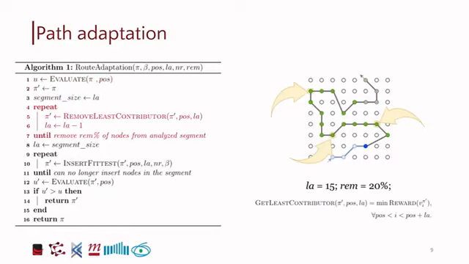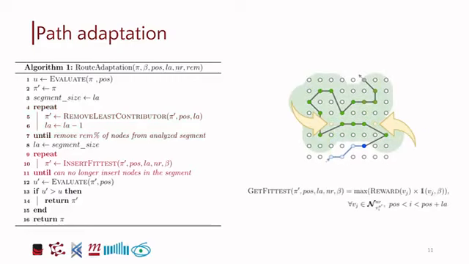Then, we enter the node removal step. In this example, we consider a segment of size 15, the green nodes, removing 20% of nodes. Therefore, 3 nodes will be removed from the segment. The nodes chosen for removal are those that contribute least to the reward collection in the segment. In the figure, they are the nodes indicated by the arrows. Once the nodes are chosen, they are simply removed from the route.